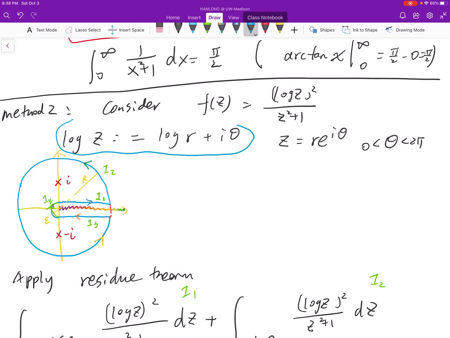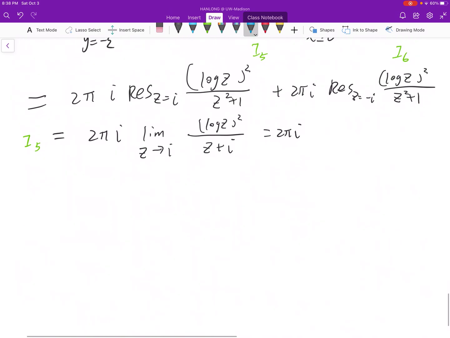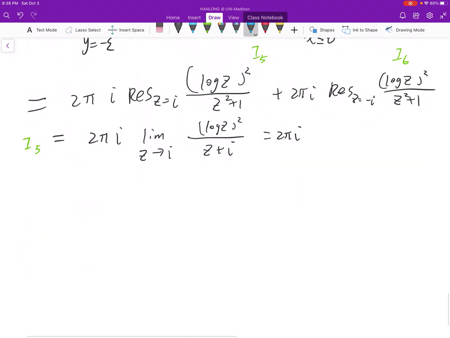So log z is defined by log r plus i theta, where theta is from 0 to 2 pi. Therefore, when you plug in i, log i equals pi over 2 i, squared, divided by 2i. So this is negative pi cubed divided by 4.